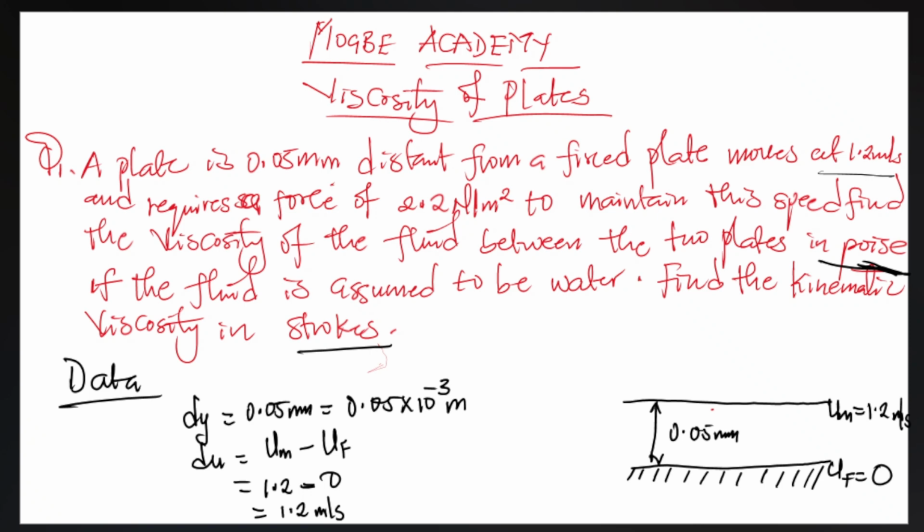Are we together? Now look up. We were also told that a force was required, which was 2.2 Newton per meter square. And what is this force? Looking at the unit, Newton per meter square, what is this telling you? You were given shear stress. So you are given tau to be 2.2 Newton per meter square. What are you also given?